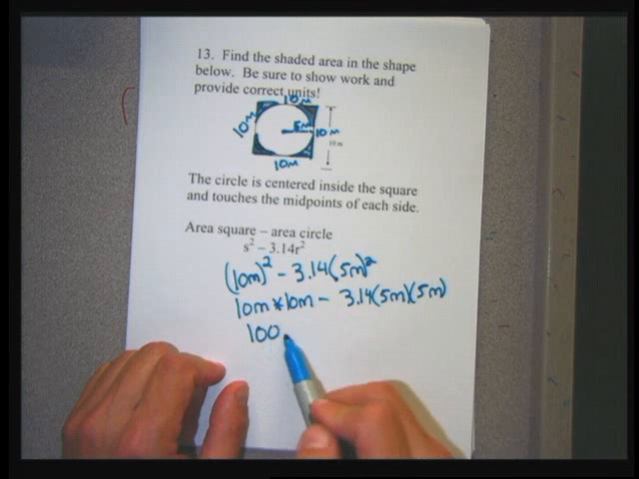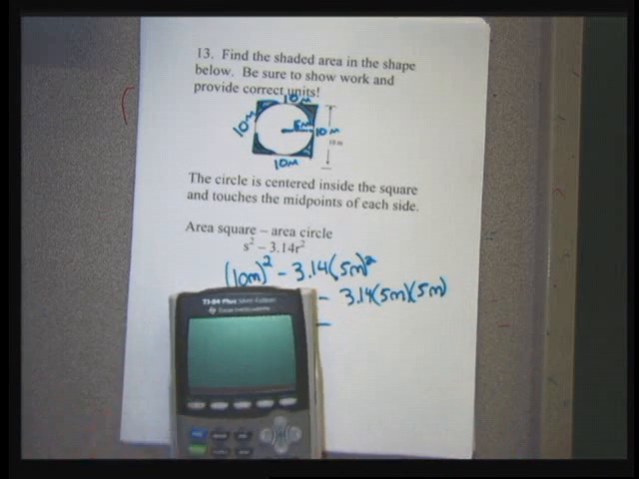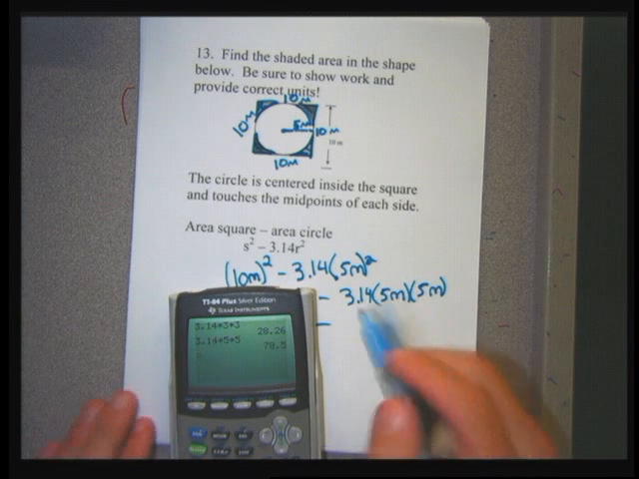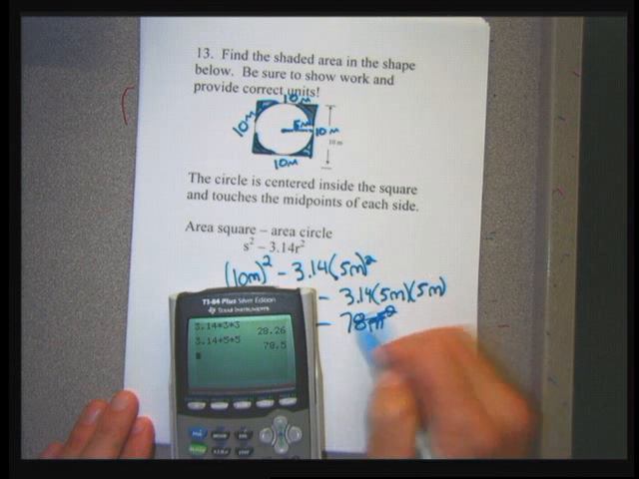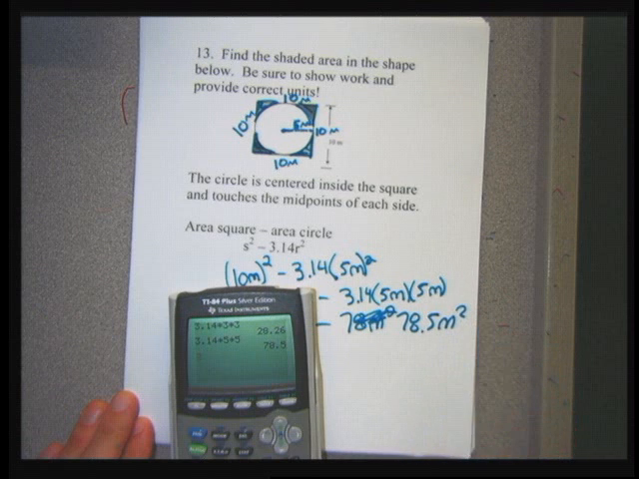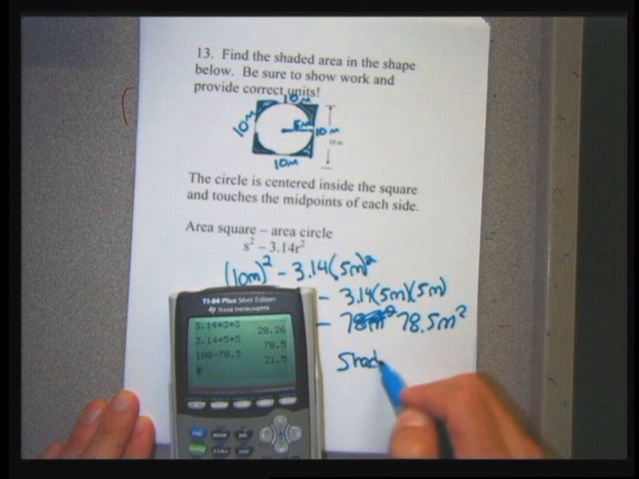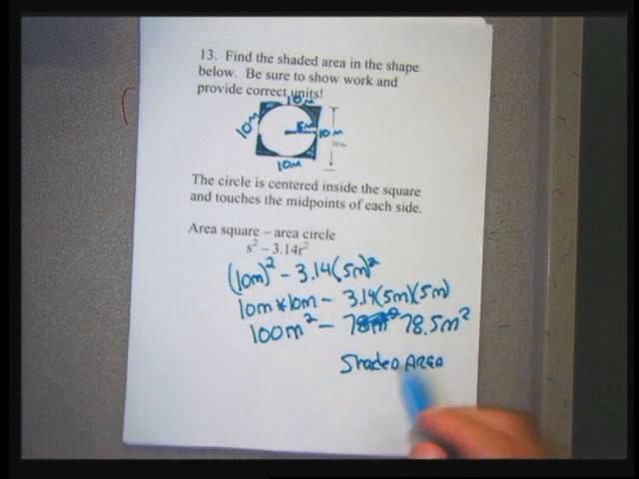This is 100 square meters minus, can't do this without a calculator, 78.5 square meters. When you subtract square meters minus square meters, you get square meters. So I'm going to take the 100 square meters minus the 78.5 square meters, and I get that the shaded area is 21.5 meters squared.